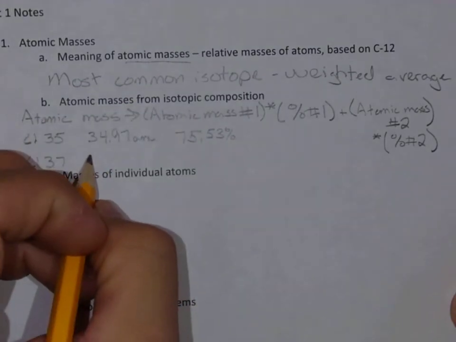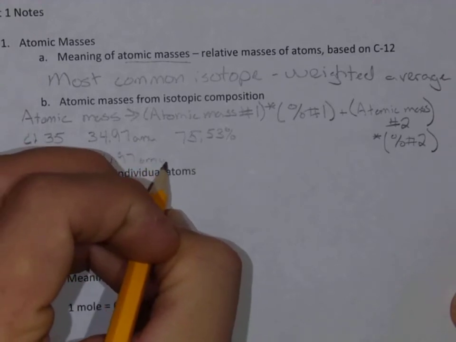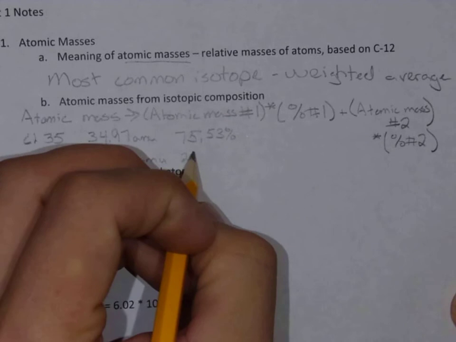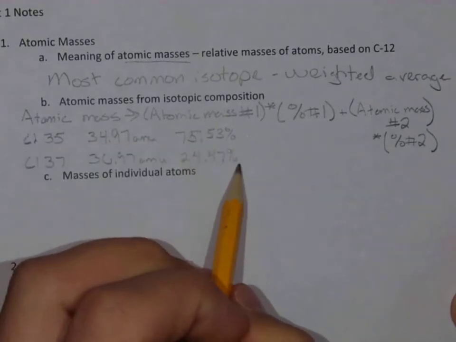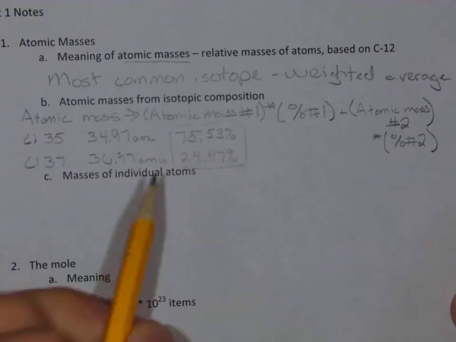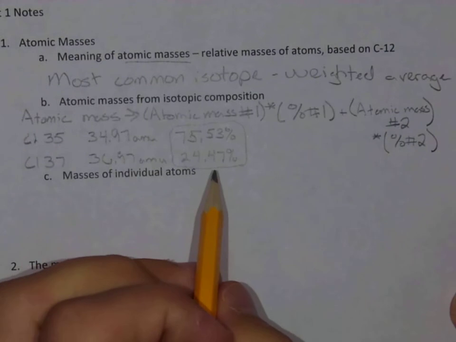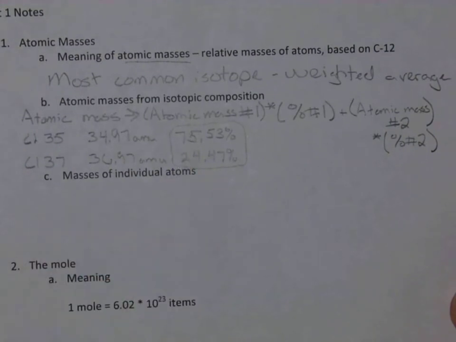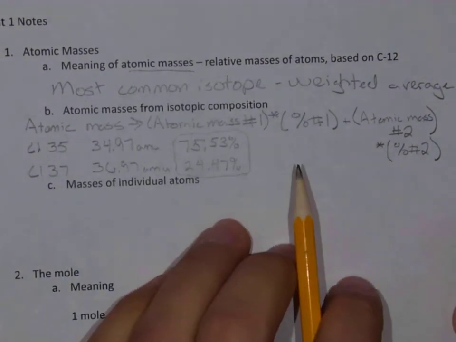Chlorine-37 is 36.97 AMU, and it has 24.47%. Something to remember, especially for some of our problems, they may not give us all of the percentages, but they all have to add up to 100%. If we add these two up, that adds up to 100%. That's all of the isotopes. So if you're missing one of them, remember that it has to add up to 100%.